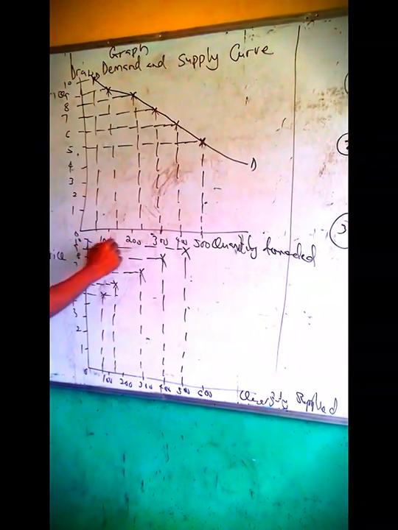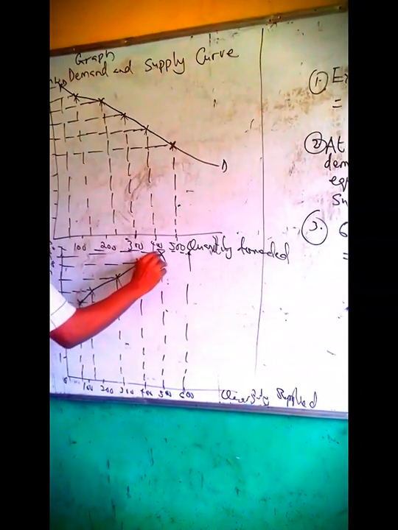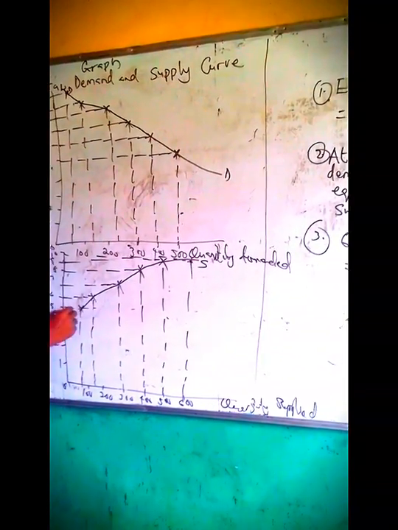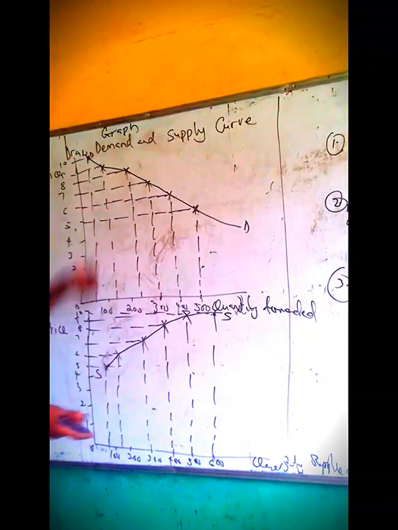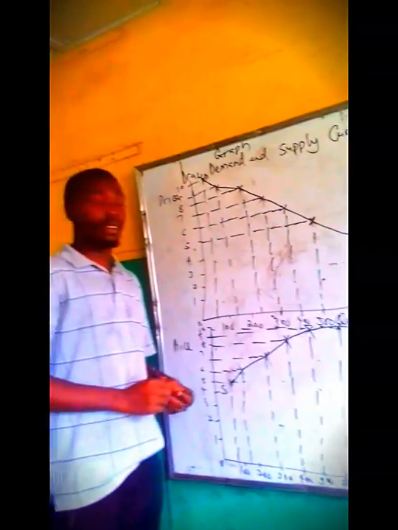Now, the last one is 10 naira. At 10 naira, the quantity supplied is 600. You trace it out. What do you have? You have the supply curve. This is the demand curve and this is the supply curve. You can do this in your graph, and then you will get this.